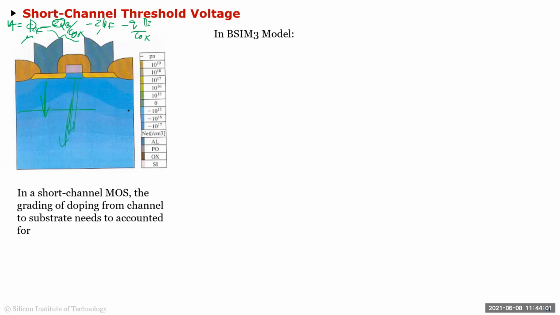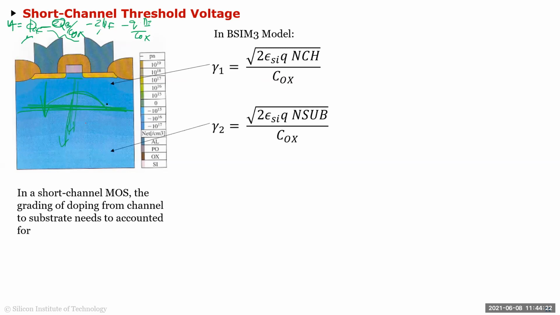So in your longer channel, this depletion will almost look like this. But now you have this gradation because the channel lengths are squeezing so closely that when you do these channel implants, they don't dive that much deep into the substrate. So because of that, again, this is empirically done. You get two gamma factors, one gamma near the channel edge, one gamma near the N sub. And this is in BSIM3. I'll show you when in BSIM4 it's even more complicated.